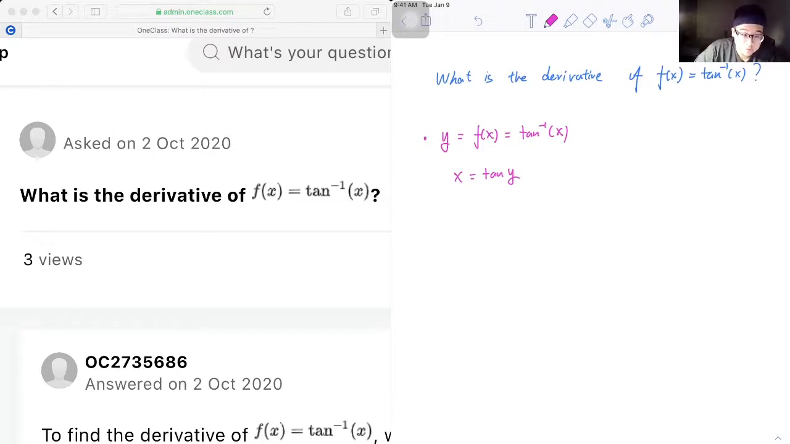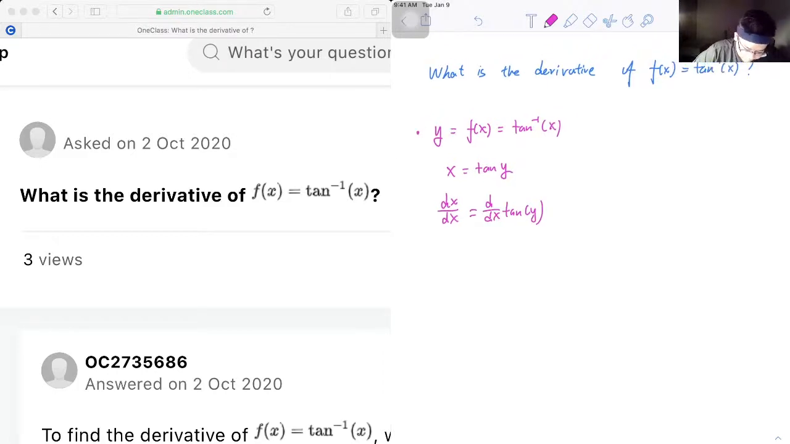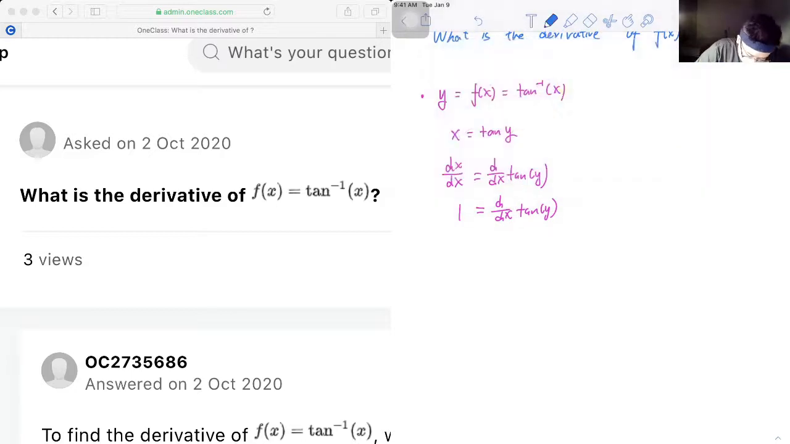And now get the derivative of both sides of the equation with respect to x. We will have d/dx of x, d/dx of tangent y. And dx over dx is just going to be 1, and that's going to be equal to d/dx of tangent y. And now we need to apply the chain rule for derivatives.